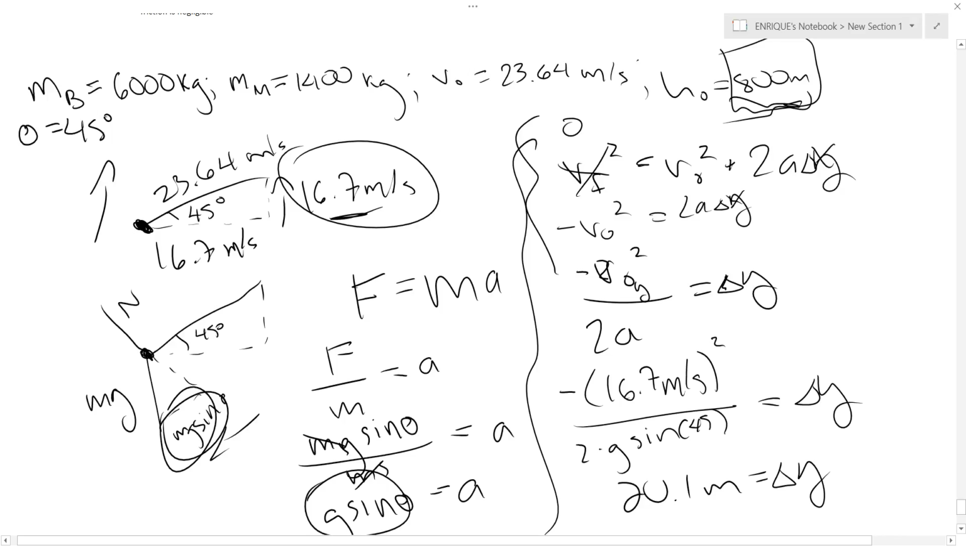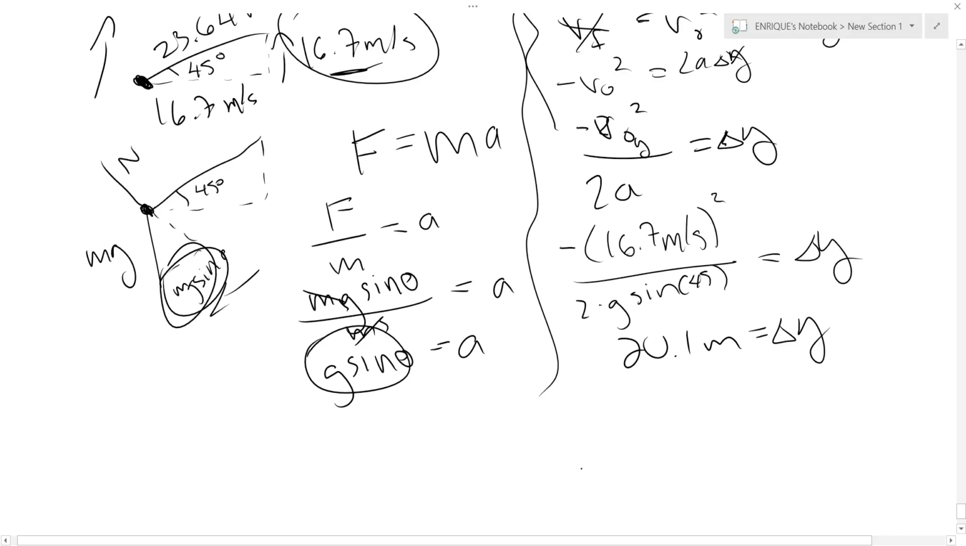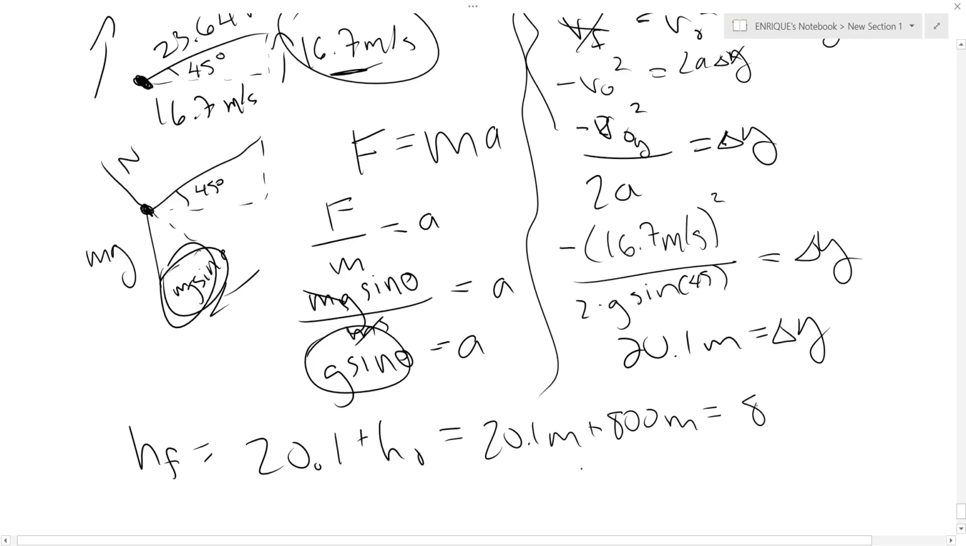So back again, as I mentioned previously, we have an original height, however. To find the final height, we need to take the information that we have and add it to the one that we already know. It equals 20.1 meters plus 800 meters. It's going to give us a grand total of 820.1 meters.